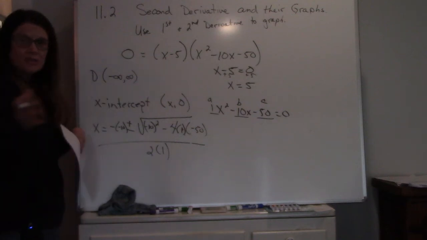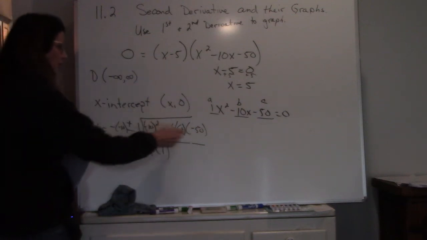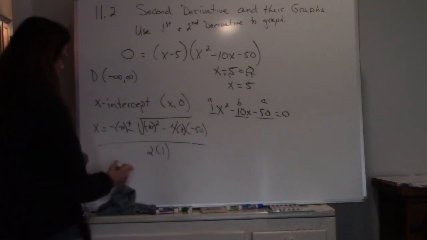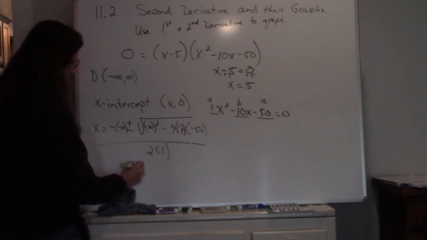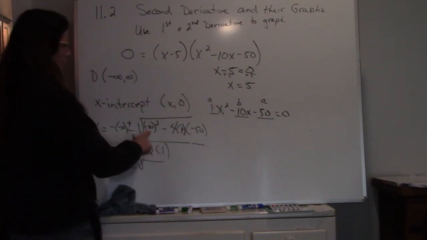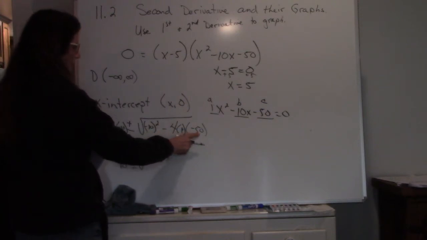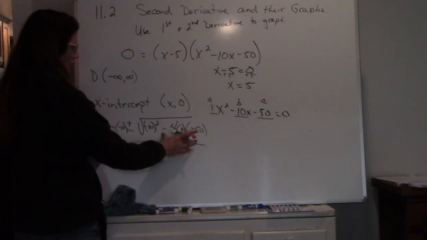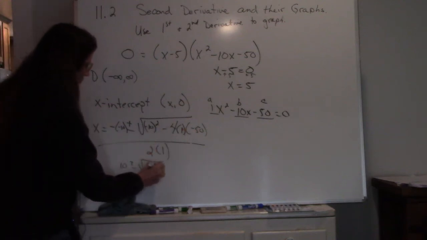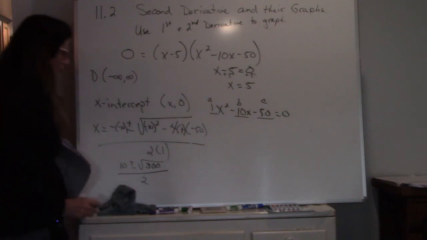Okay, so now you're just simplifying this. You work underneath the radical first. So I have positive 10 plus or minus, negative 10 squared is 100. Negative 4 times negative 50 is 200. It's a positive 200. So I have 100 plus 200. So I have the square root of 300 all over 2.